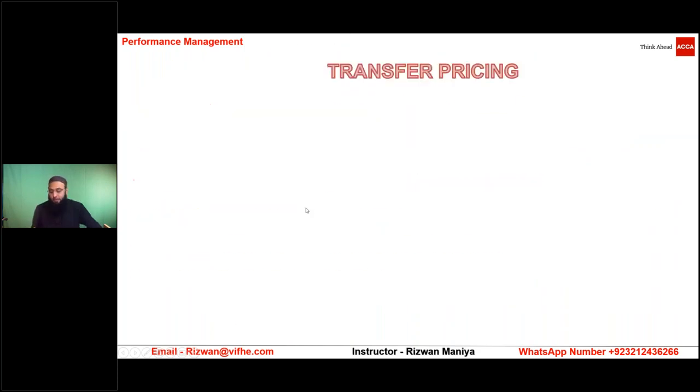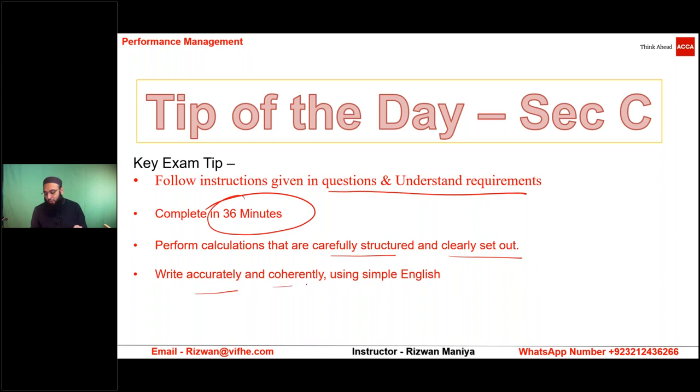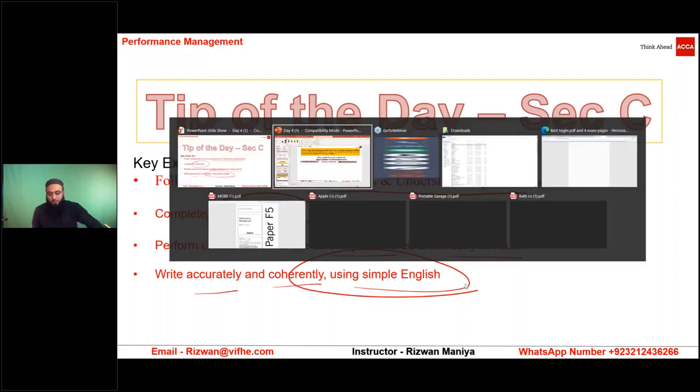Now coming towards the past paper question, and before I start the past paper question, Section C, a quick tip that I want to give you is very simple. Understand the verbs and the objects, complete in 36 minutes. I did tell you the plan: 5 minutes for reading, 9 minutes maximum for calculation, 22 minutes for the discussion. Perform calculations that are carefully structured and neatly, clearly set out. Write accurately, coherently, using simple English. So if this is so, let's begin with today's first question.